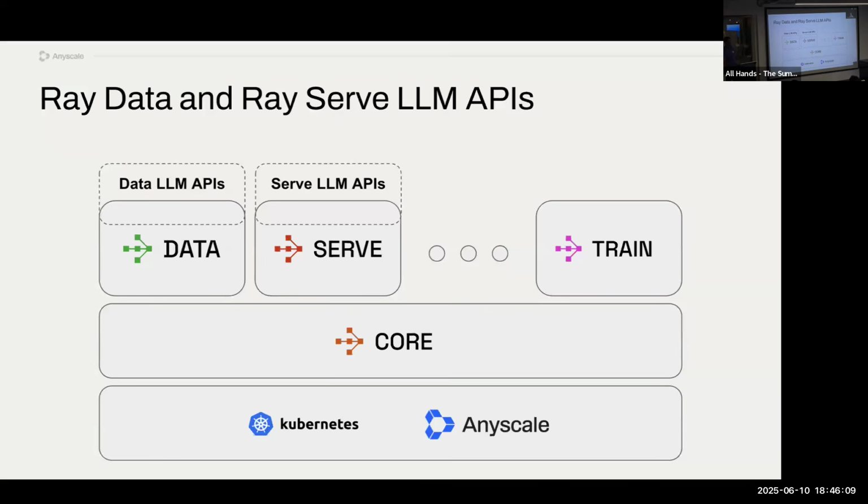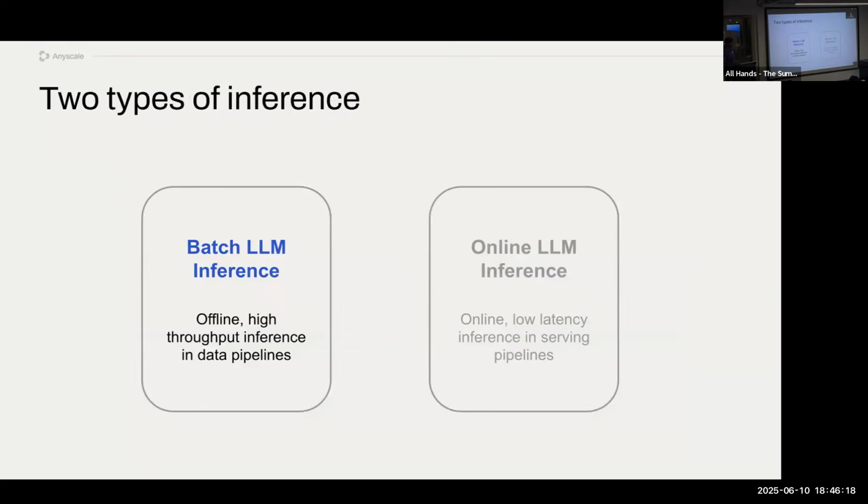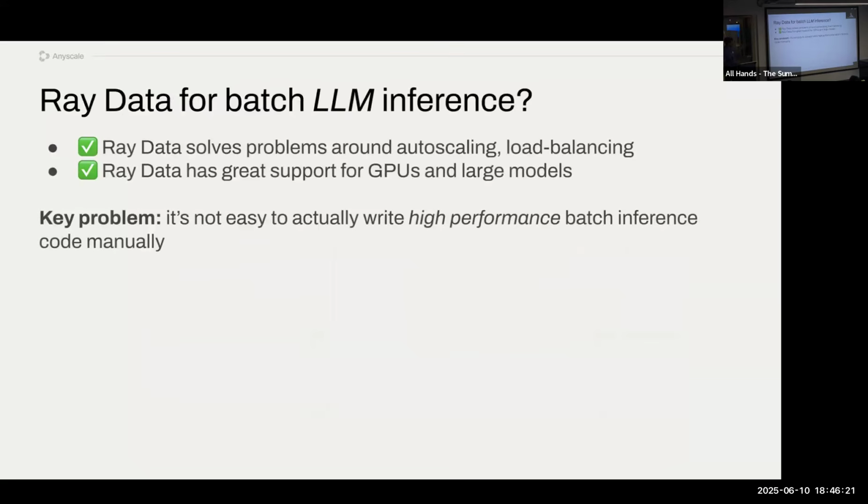Similarly, for Serve, for online serving, we have extended existing concepts in Ray Serve to make them geared toward LLM applications. Now let's talk about each one individually. So Ray Data, the type of problems Ray Data solves out of the bat is things around auto scaling, load balancing, fault tolerance, support for GPU, large GPU and large models. But the key problem that still exists is that you still have to write a lot of code to really target them towards LLM applications, right?